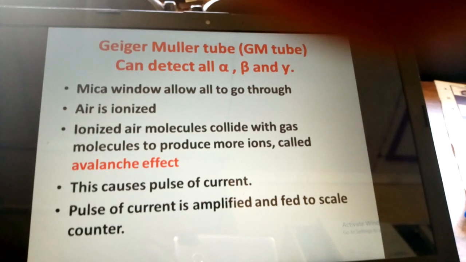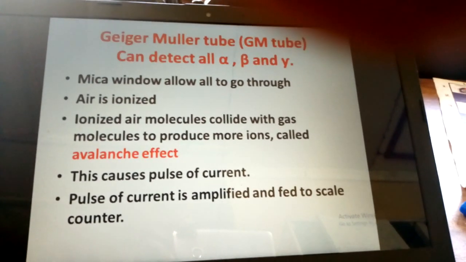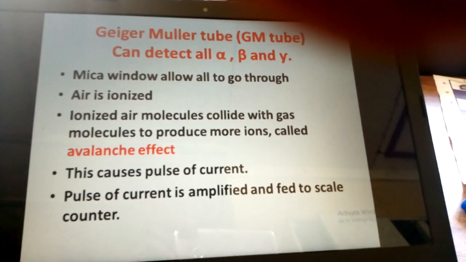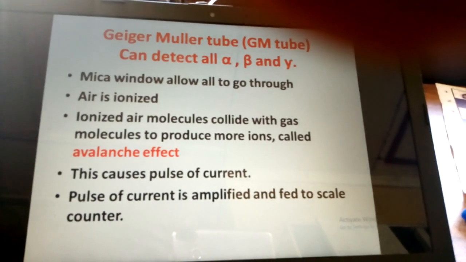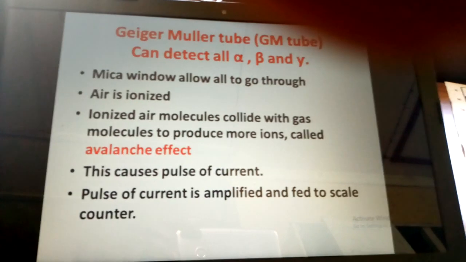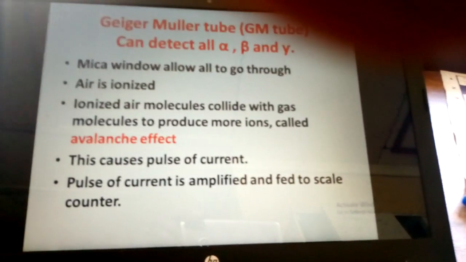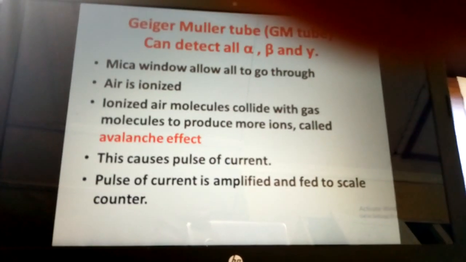So what do we need to know of the GM tube? What does it consist of? It consists of a mica window. It has electrodes, anode and cathode, and it has gas at very low pressure, normally argon gas or neon.